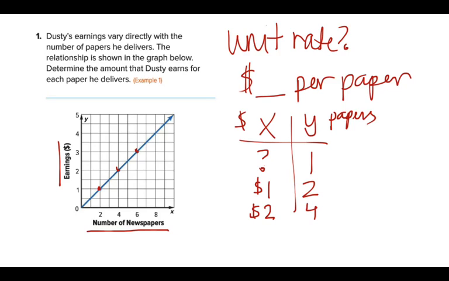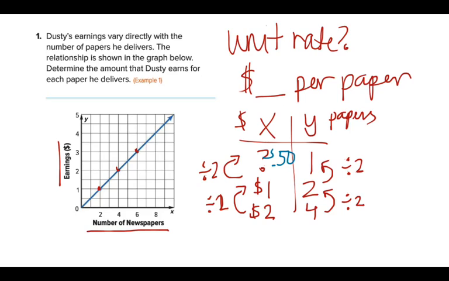And what we can do is we can take that pattern and use the pattern to help us fill out the table. So if I look here, 4 divided by 2 is 2. 2 divided by 2 is 1. Okay? Divided by 2. 2 divided by 2 is $1. $1 divided by 2 is 50 cents. So if you use the table, you can get our answer of 50 cents.